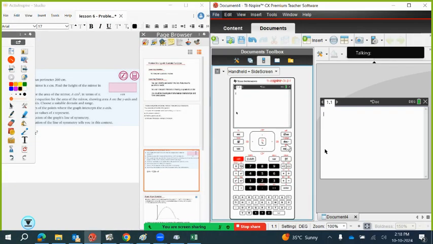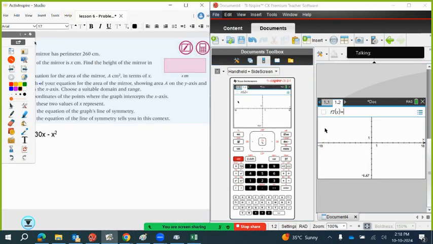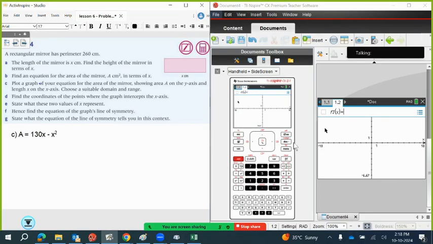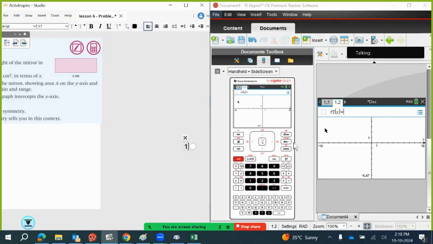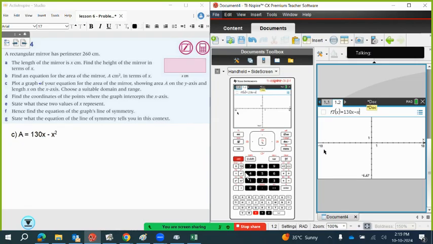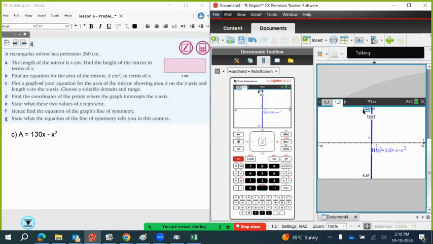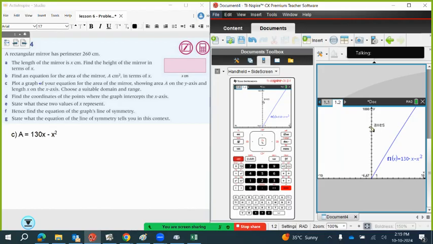You're going to add a page, add a graph page. And when we draw this graph, we get 130x minus x squared. Look at it going straight up. So when it goes straight up like that, we need to find a value. If I put in 100 here, it's still just going up really, really quickly. So I'm just increasing the scale here till I figure out the shape of the graph.